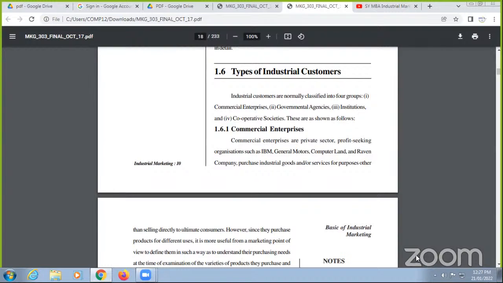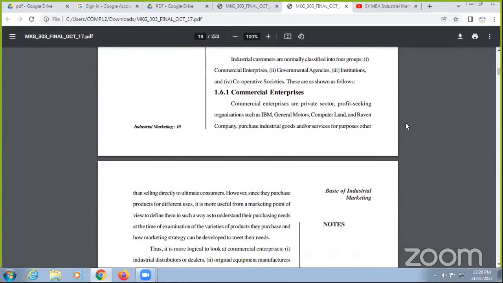First is commercial enterprise. Commercial enterprises are the private profit-seeking organizations such as IBM, General Motors, and Computer Land companies that purchase industrial goods and or services for purposes other than selling directly to ultimate customers. However, since the products are purchased for different uses, it is more useful from a marketing point of view to define them in such a way as to understand their purchasing needs at the time of examination of the varieties of products they purchase and how marketing strategy can be developed to meet their needs.